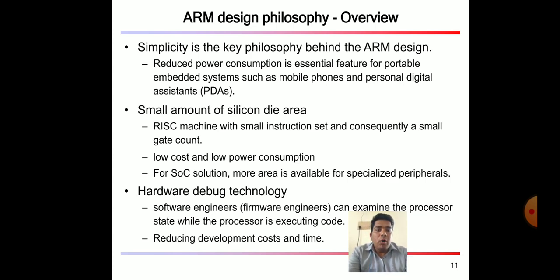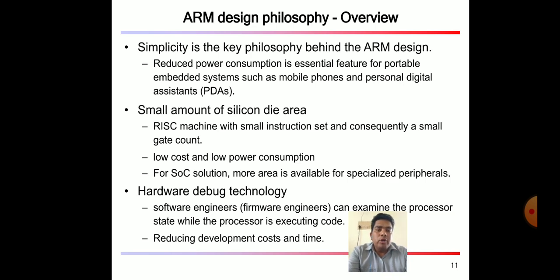And the next one is a small amount of silicon die area, that is, a RISC machine with a small instruction set, consequently a small gate count. And the next one is low cost and low power consumption, as we have already discussed. The next one is system on a chip, that is, for a system on a chip solution, more area is available for specialized peripherals. So these come under the ARM design philosophy overview.